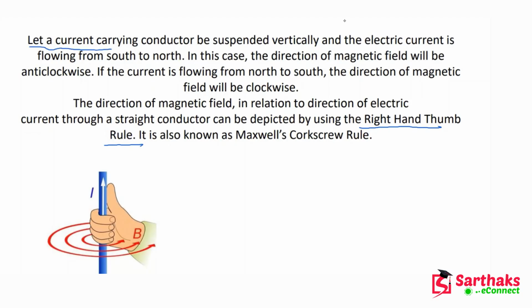Let a current carrying conductor be suspended vertically and the electric current is flowing from south to north. In this case, the direction of magnetic field will be anti-clockwise. If the current is flowing from north to south, the direction of magnetic field will be clockwise. So this is not some other information. We already know this, that whenever current flows from south, let's suppose this is south, this is north, if current is flowing from south to north, then the direction of magnetic field will be anti-clockwise.